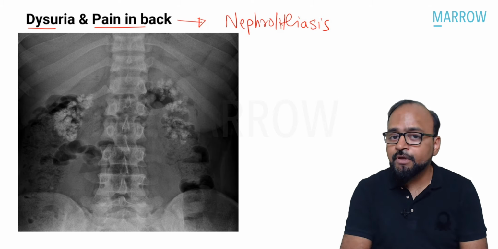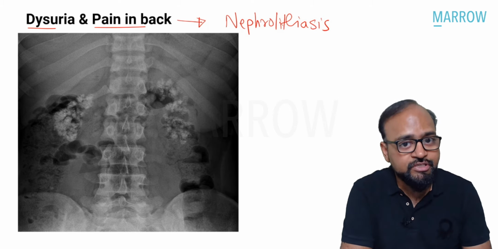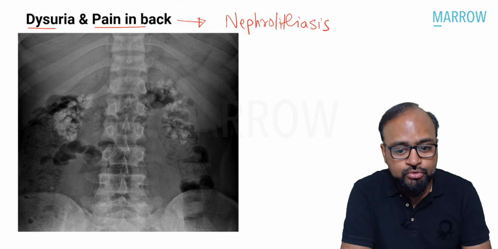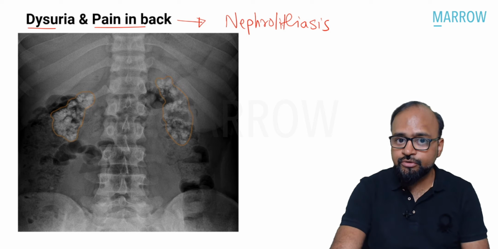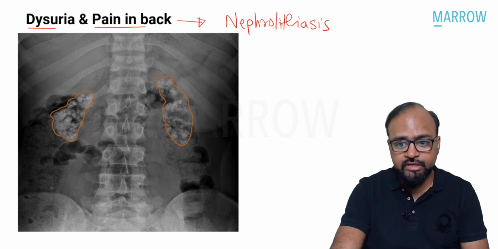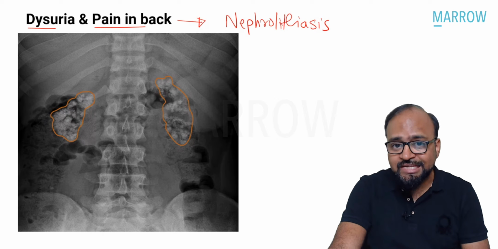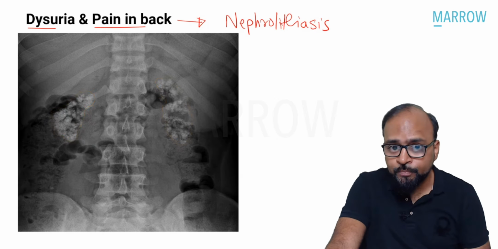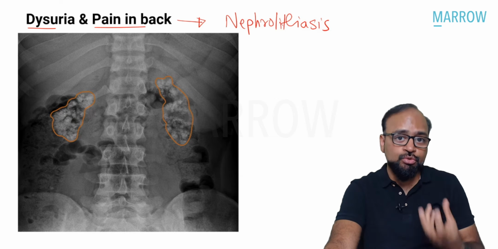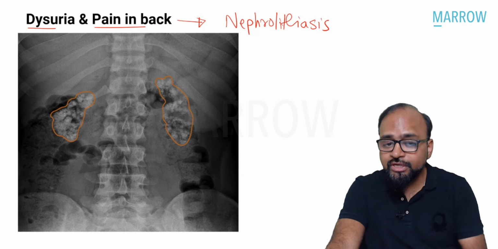So let us use some magic view graphics here as well. So look at the kidneys. So this is how the kidneys are appearing. I've just highlighted the outline of the kidneys. Can you see that? And there's something dense that we are able to see within the kidneys. Does it look like nephrolithiasis? Are these focal calculi within the kidney? No. In fact, it appears as though the kidneys are diffusely calcified.